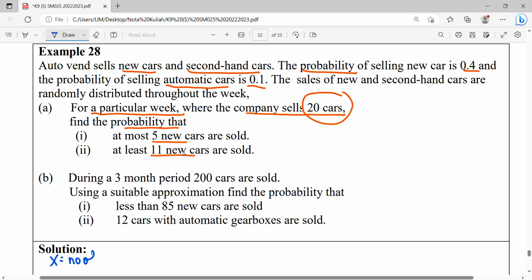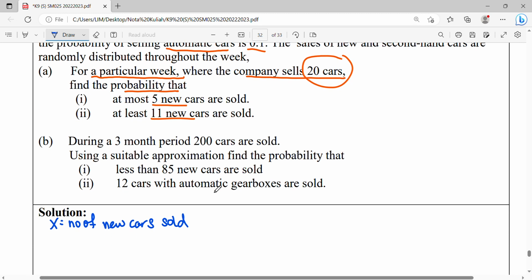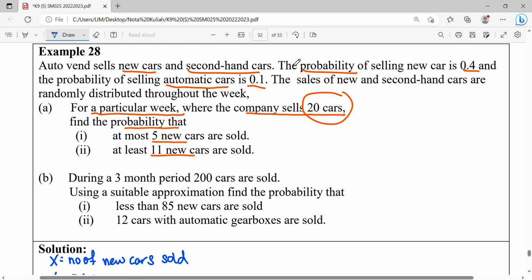X is the number of new cars. So X is distributed binomial, sample 20, situation of new, probability of new 0.4.